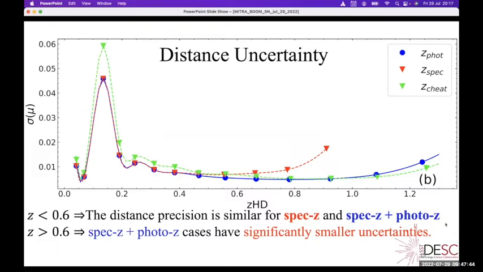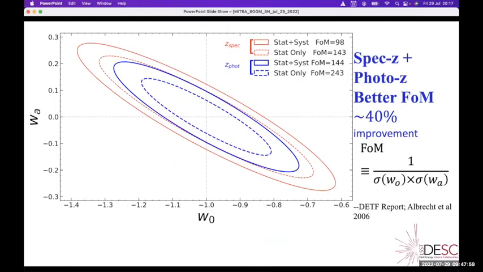So the main takeaway anyway is that using a photometric plus spectroscopic sample gives a much improved distance uncertainty over the spec sample only. And so this brings us to the dark energy results.